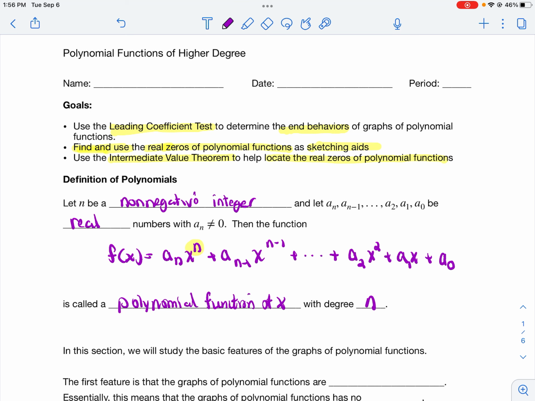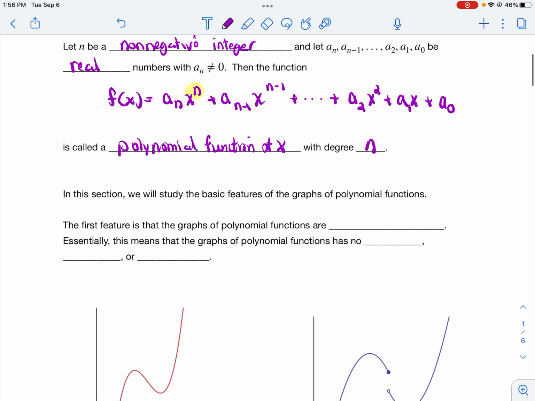In this section we're going to study the basic features of the polynomial function. There are two main characteristics that help us determine if a graph is a polynomial or not, and these are the two we're going to focus on in this course. The first feature is that the graph of a polynomial function is always continuous. For our purposes, what does continuous mean? In terms of the graph, continuous basically means that the graph of the function has no breaks, holes, or gaps in it.